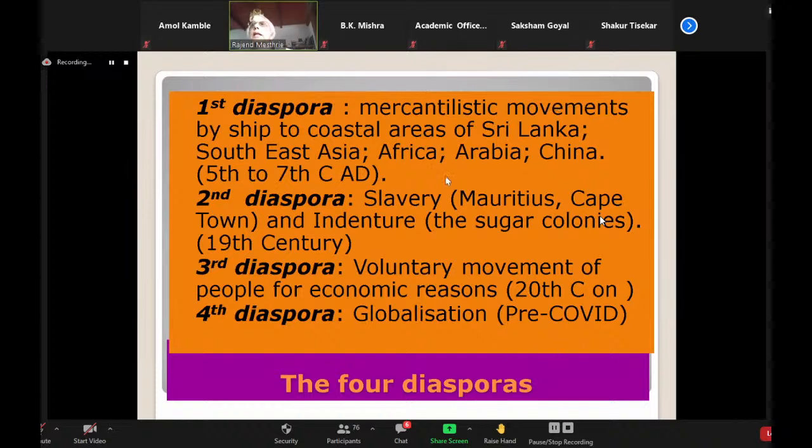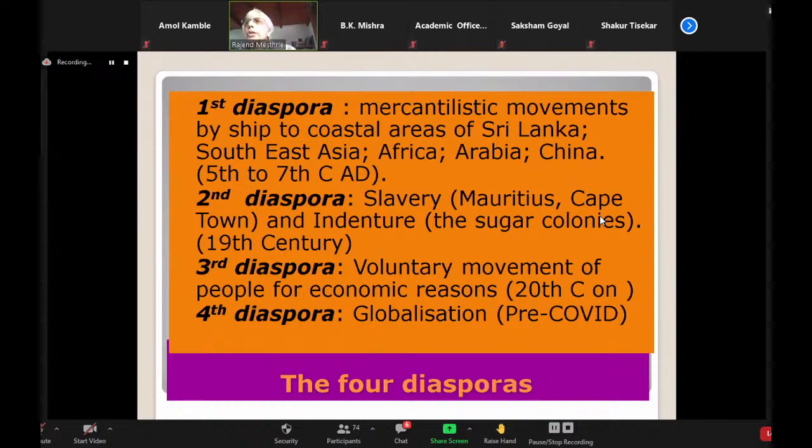What I call the first diaspora was almost 2 millennia ago, 2,000 years ago, large-scale movements by ship to coastal areas of Sri Lanka, Southeast Asia, Africa, the east coast of Africa, Arabia, China, and so on, taking Hinduism and Indian languages, although they would have been very different from today. We're talking about really Prakrit, and we're talking about old forms of Tamil and so on, and Sanskrit, to various parts of Asia and the other territories. That's more historical now.